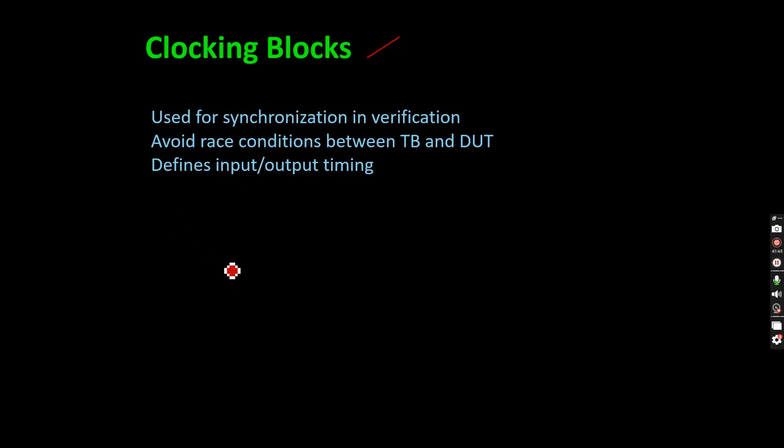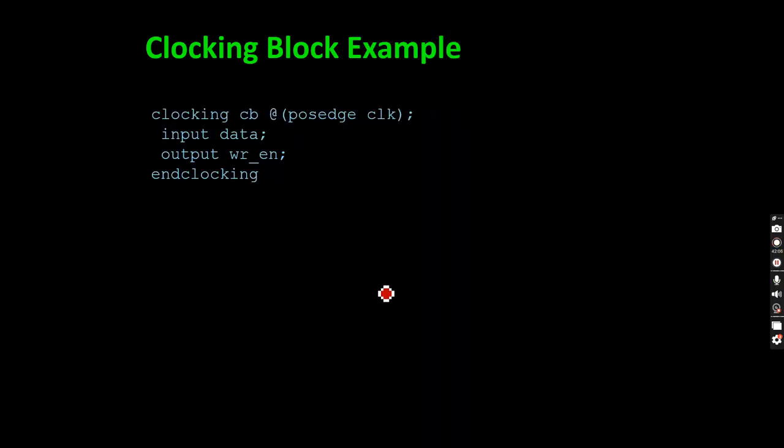If you are working in Verilog, some synchronization problems and timing mismatches will come. To avoid that, clocking blocks are used. Race conditions will come between the TB and DUT, and clocking blocks define input output timing. So all these timing related things will be overcome using clocking blocks. This is the declaration of clocking blocks.